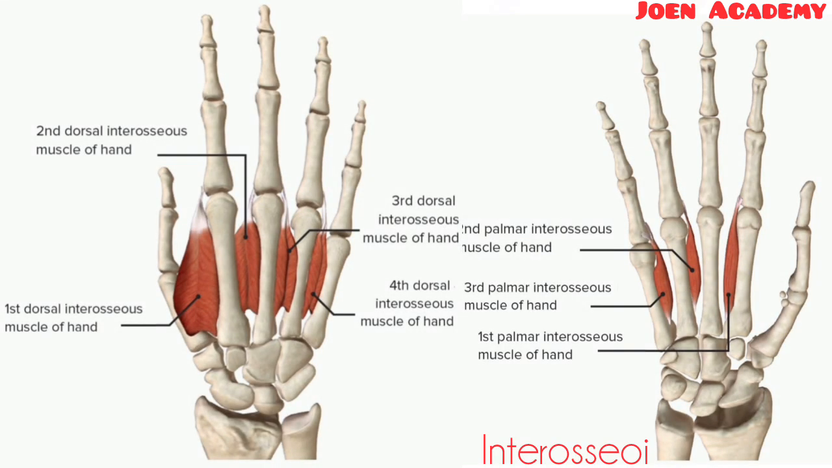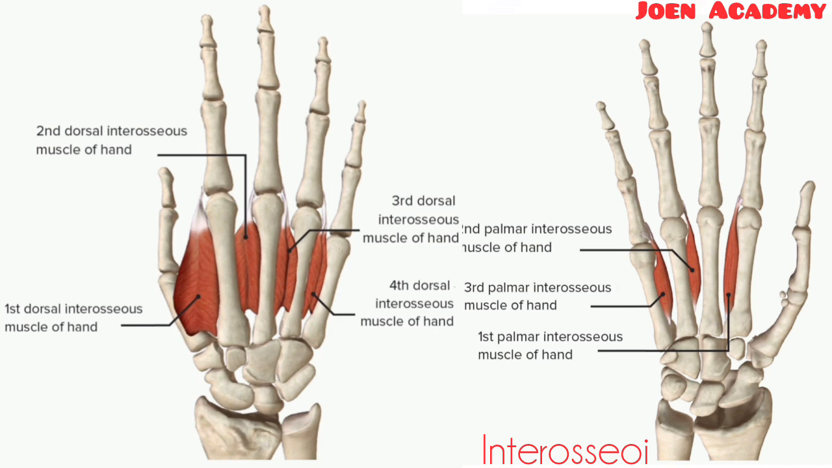The interossi muscles, which are also among the intrinsic muscles of the hand, are located between the metacarpal bones of the hand. They can be divided into two groups, dorsal and palmar groups. The dorsal interossi are responsible for the abduction of the fingers, while the palmar interossi are responsible for the adduction of the fingers. In addition to their actions of abduction and adduction of the fingers, the interossi also assist the lumbricals in flexion at the metacarpophalangeal joints and extension at the interphalangeal joints.